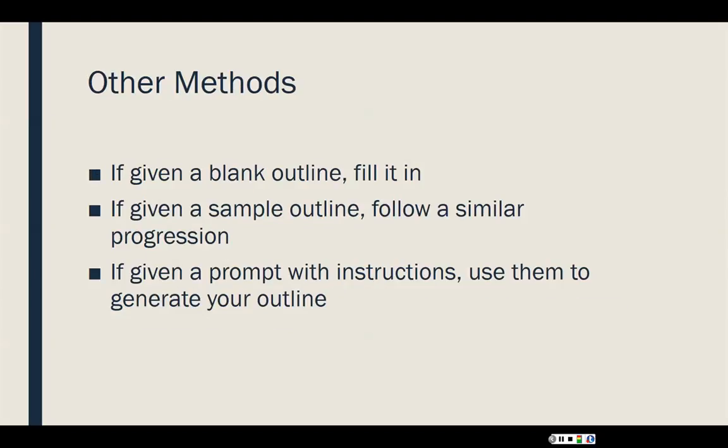There are, of course, other ways to come up with an outline. Sometimes you're given a blank outline to fill in by your instructor, or maybe you're given a sample outline for the type of assignment you're writing that you can mimic. You usually have some kind of prompt, so you can put the instructions from the prompt down in an outline form and then replace those instructions with your own content. So if the prompt says your introduction should provide context, then you can put introduction, context, and then you can find whatever context there is for your topic and then replace context with that specific information.